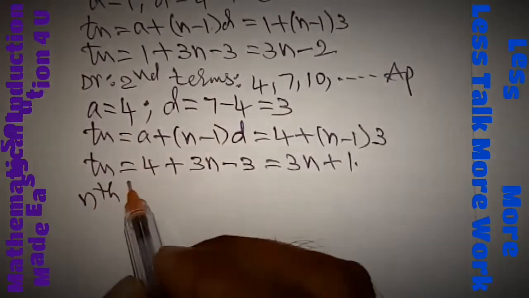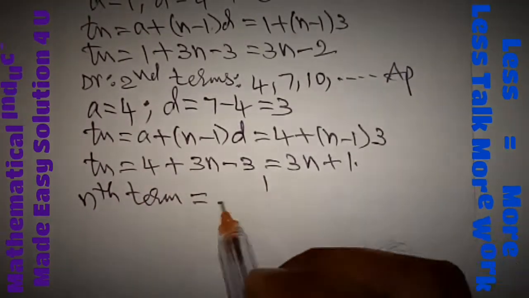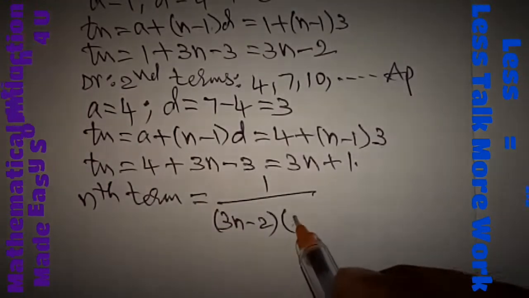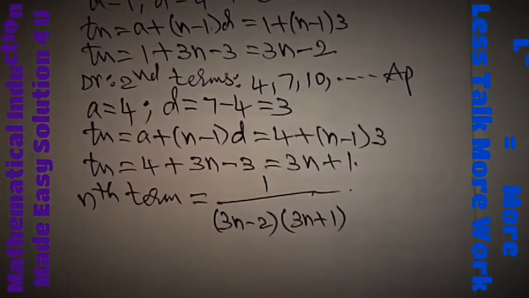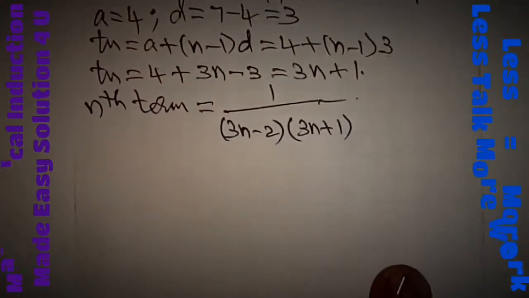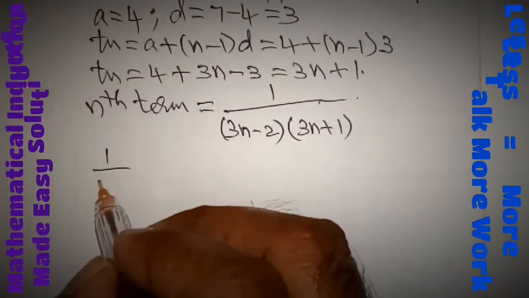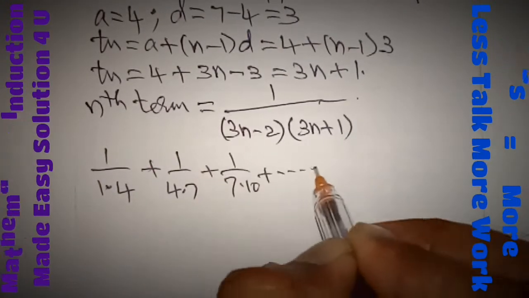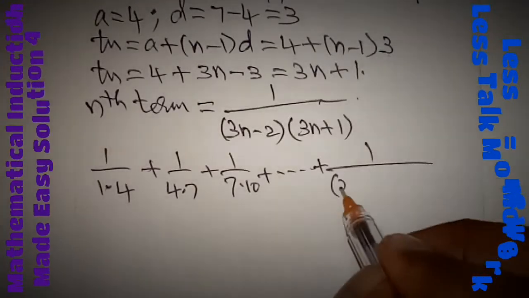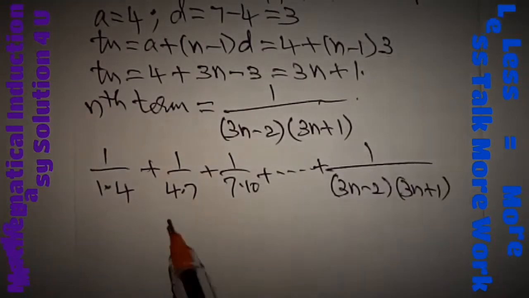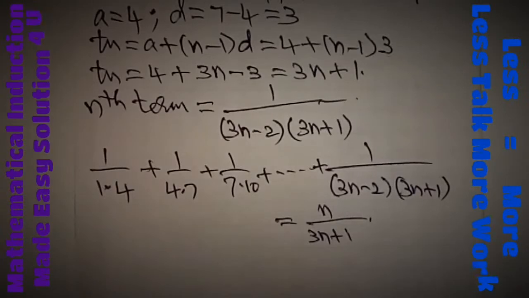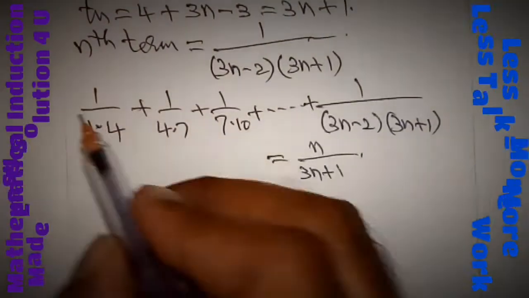So the total nth term for this question: numerator value is as it is 1, the first term's nth term is 3n minus 2, and the second term's nth term is 3n plus 1. So you can substitute this in the given question. The given question is 1 by 1 into 4 plus 1 by 4 into 7 plus 1 by 7 into 10 plus and so on. The nth term is 1 by 3n minus 2 into 3n plus 1, is equal to the RHS, n by 3n plus 1.